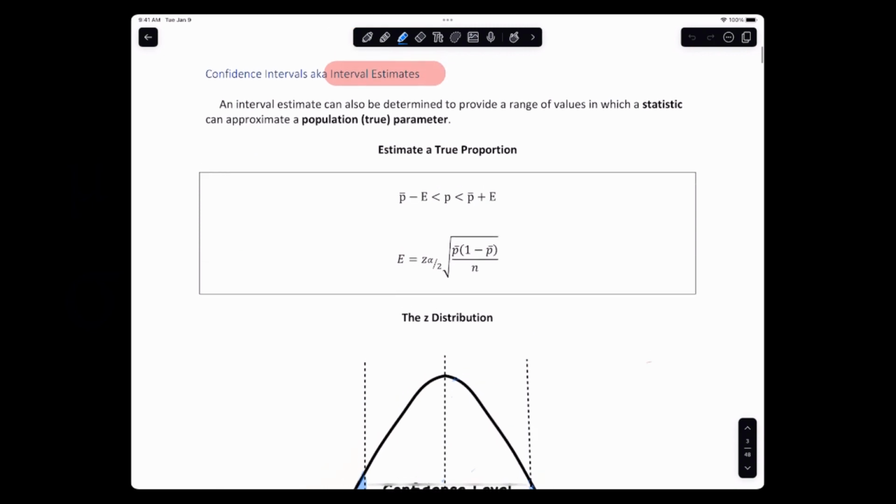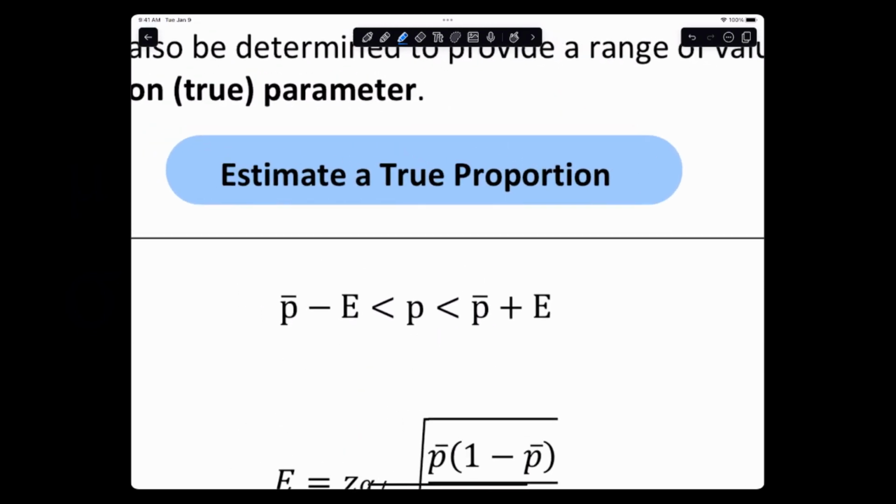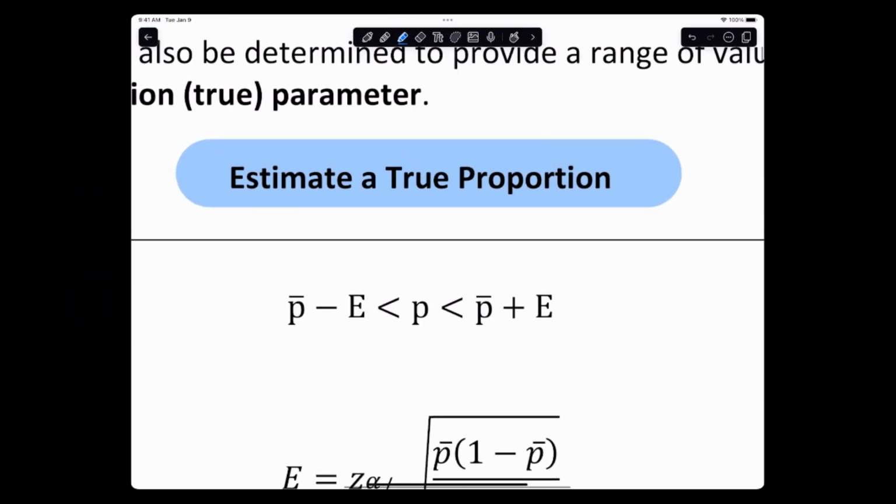You guys remember this? This is your worksheet. We're now going to estimate what? A true what? Proportion. That's a proportion from a population. Estimating P. It's the same exact format, ladies and gentlemen. However, we're going to use what? The TI calculator.